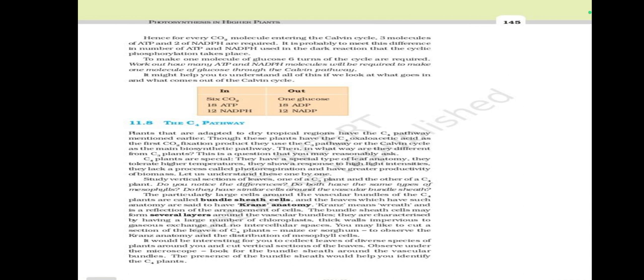Study vertical sections of leaves, one of a C3 plant and the other of a C4 plant. Do you notice the differences? Do both have the same types of mesophyll cells? Do they have similar cells around the vascular bundle sheath? The particularly large cells around the vascular bundles of the C4 plants are called bundle sheath cells, and the leaves which have such anatomy are said to have Kranz anatomy.